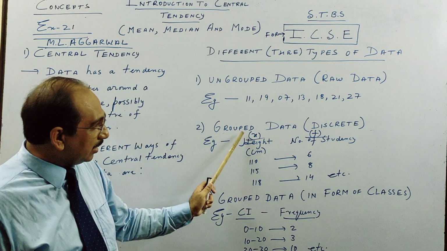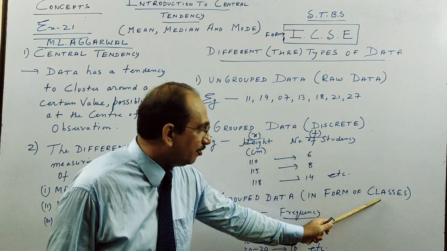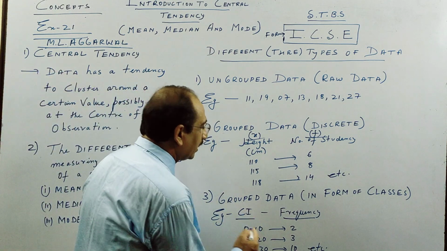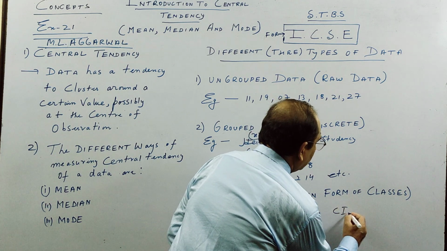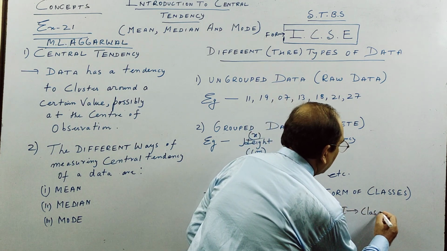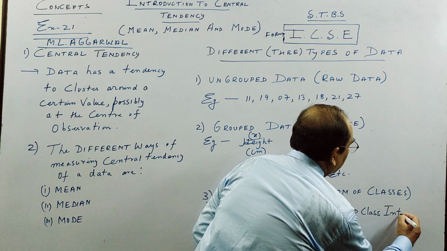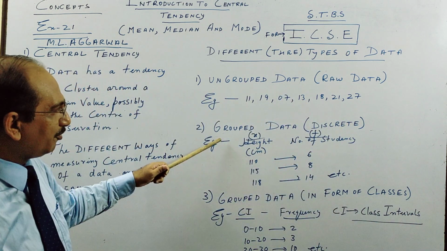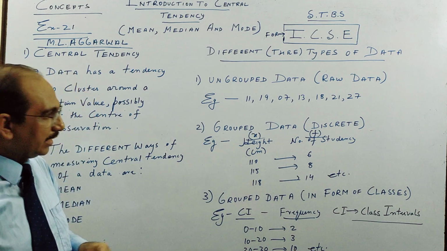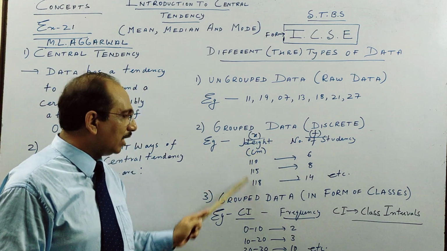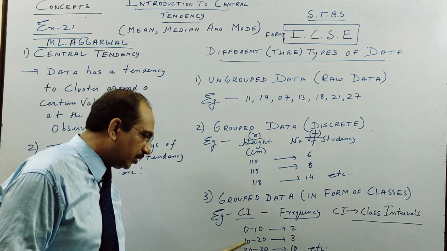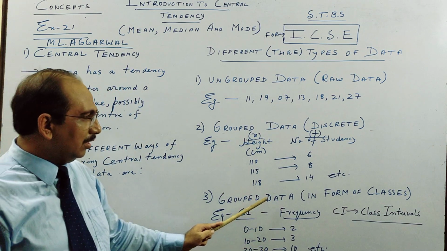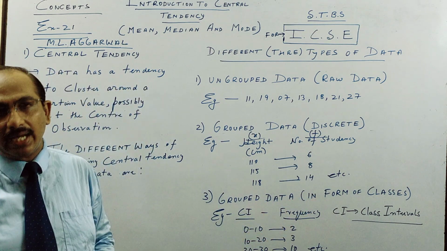Whereas in group data, this is also group data in the form of classes, or what I call CI. CI means class interval. CI stands for class intervals. So these two are a little different. Group data, discrete, is where we have no class interval, like 0 to 10, 10 to 20, 20 to 30. And this group data in the form of classes can be of two types, which we'll see.